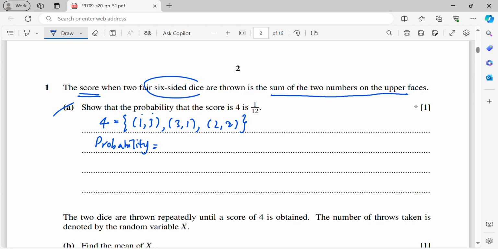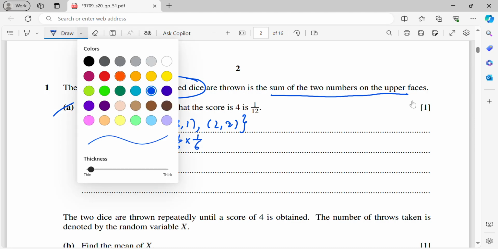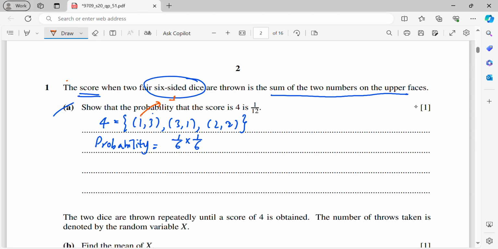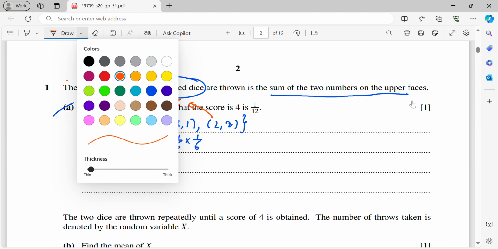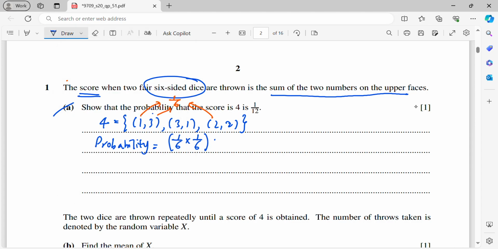Since it's mentioned six-sided fair dice, the probability of getting 1 to 6 will be equal, which is 1/6. So 1 is 1/6, to get 3 is also 1/6. Basically all these probabilities are 1/6, all with the same probabilities. Therefore, I will just times 3, because each one will be 1/6 times 1/6, and at last you will be getting 1/12. So that's the solution for 1A.